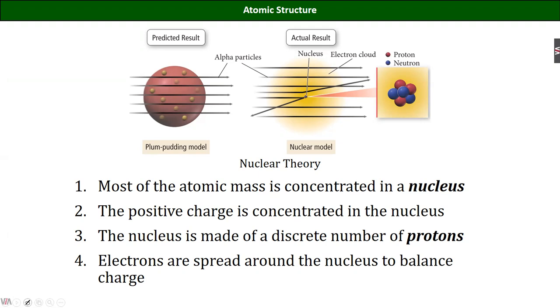The positive charge is in the nucleus. The nucleus is made of a discrete number of protons, which seems like a bit of a stretch. But on the other hand, if electrons have to be a whole number of objects and your charges are going to cancel each other out, you also have to have a whole number of positive charges too, right? We can't deal with partial electrons, and we also can't deal with partial protons. And then the electrons spread themselves around the nucleus and balance out the charge if it's neutral.